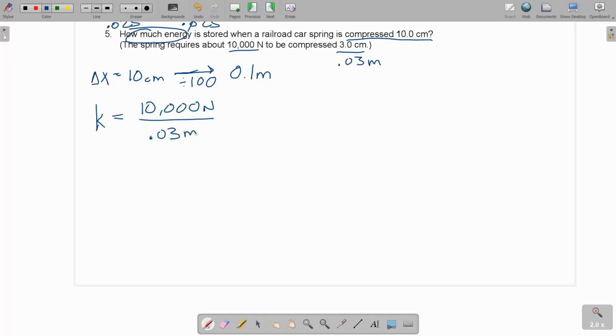0.03 meters. Okay, so if you just go ahead and do that calculation, 10,000 divided by 0.03, it's going to give you 333,333.3 repeating. It's the most threes that you can possibly get. Okay, so now we have the stretch. We've got the spring constant. We can go ahead and solve for the elastic energy.